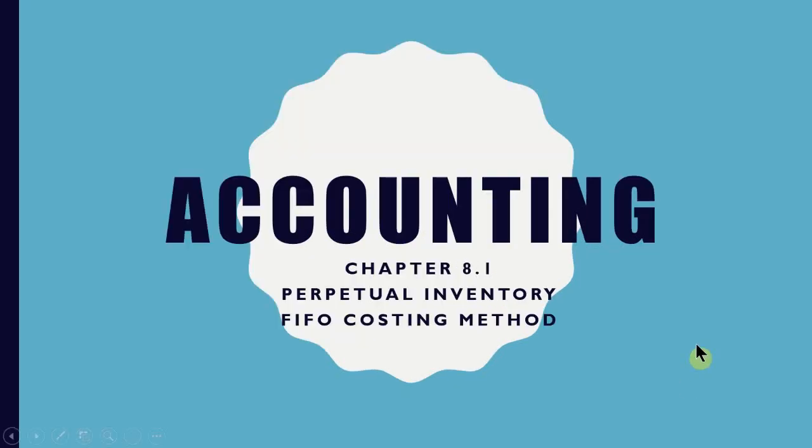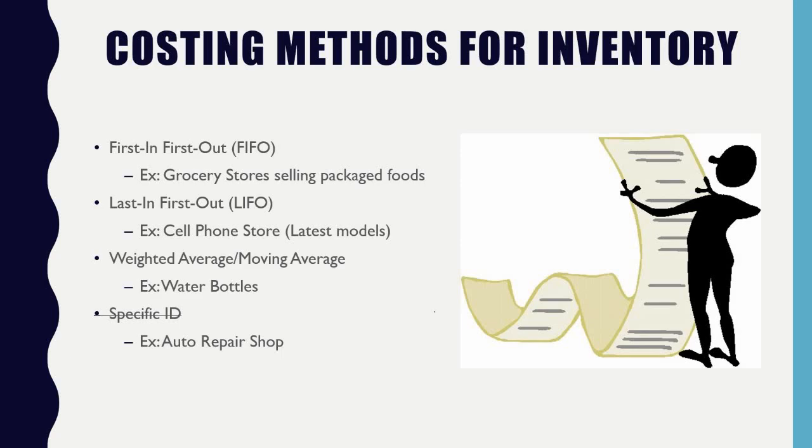So here is 8.1. Now we're going to be looking at perpetual inventory, and this time we're actually going to be looking at how to cost the goods sold. We're going to be looking at the costing methods. Chapter 7 dealt with how to make the purchases and how to deal with sales. Now this is how we're going to determine our cost of goods sold.